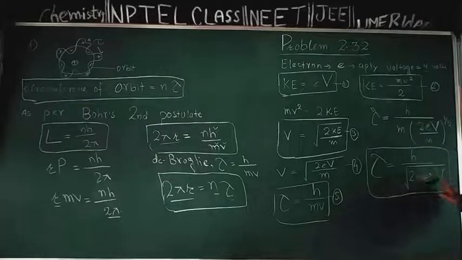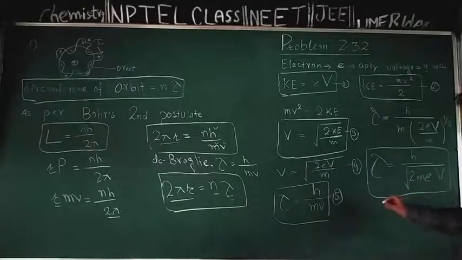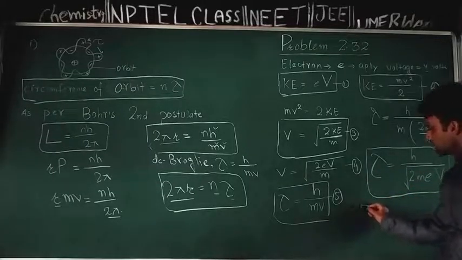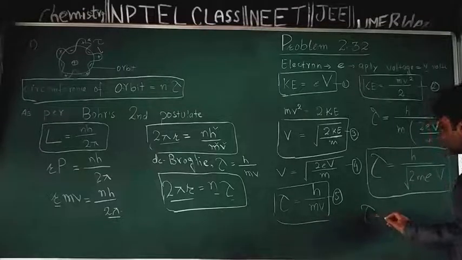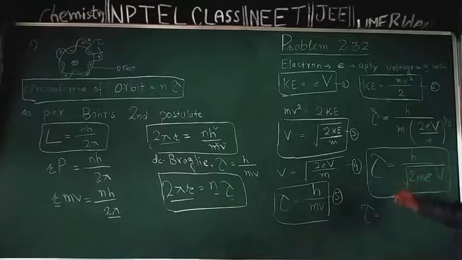Dependence on voltage is inverse. Greater the voltage, less is the wavelength, less the voltage, greater is the wavelength. And I will substitute values of constants and voltage. Lambda will be equal to h, I know 6.626 into 10 raised to power minus 34. Mass of electron is 9.11 into 10 raised to power minus 31. Charge on electron is 1.6 into 10 raised to power minus 19. Voltage is given, 10,000 volt.